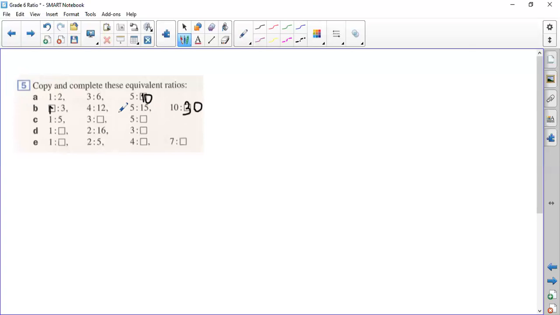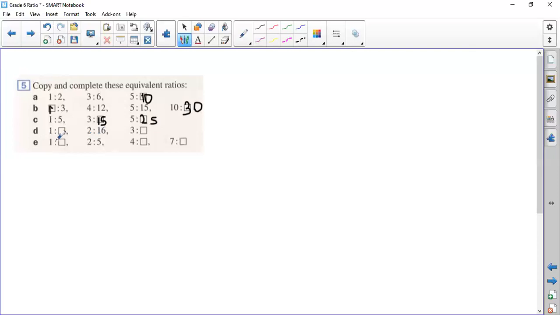Okay, it's like taking the equivalent fractions, the same procedure. 1 to 5, so it becomes 3. 1 becomes 3, it means it is multiplied by 3. 5 will be multiplied by 3, will give me 15. So it will be 3 to 15. And 5 to 5, so this one is 5, and the other one will be 5 times 5, 25. Okay, so this one will be 25.